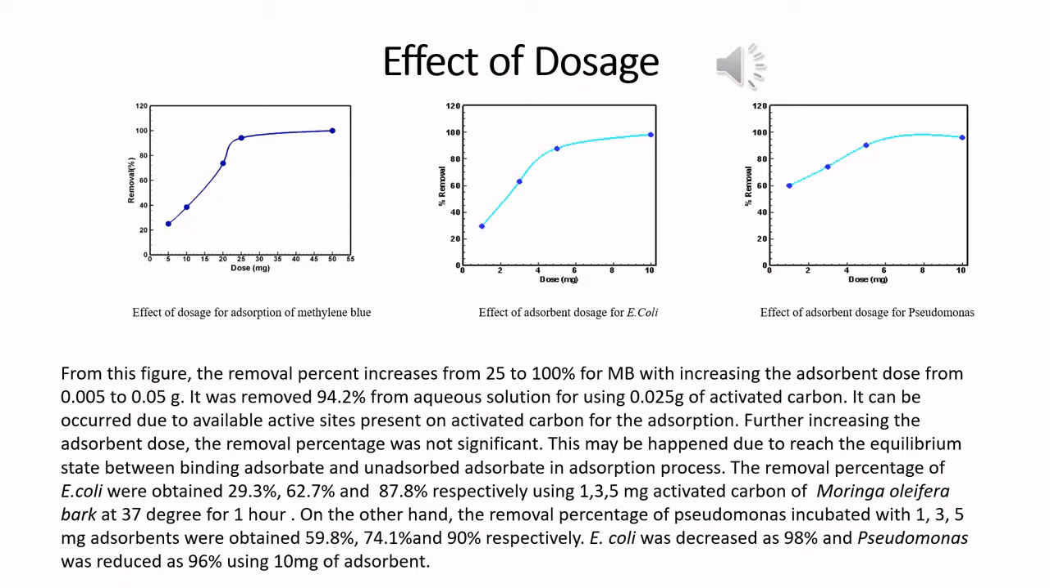The removal percentages of E. coli were 29.3%, 62.7%, and 87.8% respectively, using 35 milligram activated carbon of Moringa oleifera at 37 degrees for 1 hour. On the other hand, the removal percentages of Pseudomonas incubated with 35 milligram adsorbent were 59.8%, 74.1%, and 90% respectively. E. coli was decreased by 98%, and Pseudomonas was reduced by 96% using 10 milligram of adsorbent.